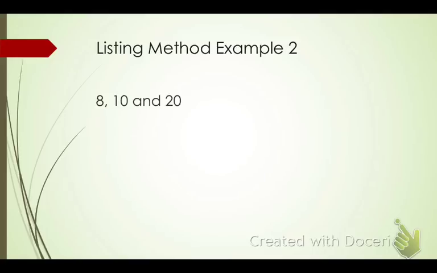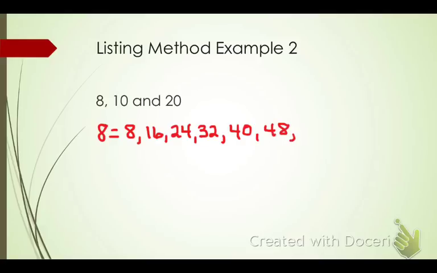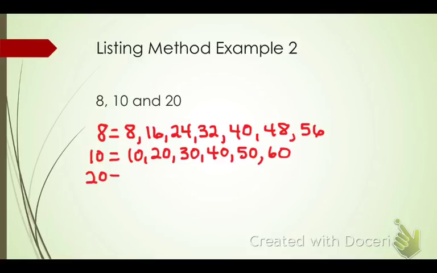Next, it looks a little bit different when you have 3 numbers, okay, but same idea. I'm going to start with 8. So 8, again, start off with the number that you're given, and then 16, 24, 32, 40, 48, 56. I'm going to stop there and do 10. So of course 10, 20, 30, 40, 50, 60. I'm going to stop there. 20. Got 20, 40, 60. So I was just skip counting by those.